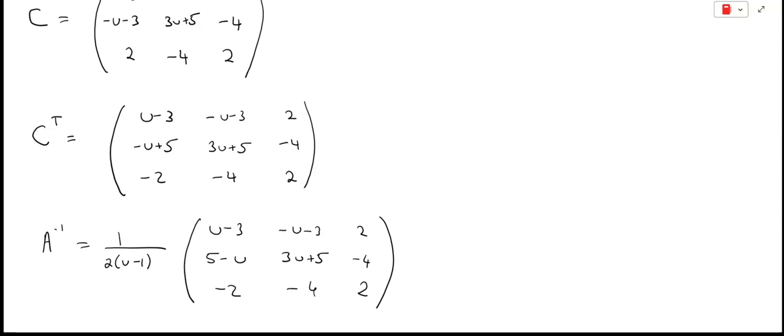And it's important that we learn these steps because in this case we had a u in there, so we couldn't use our calculators. We can't just do it straight up on our calculators.